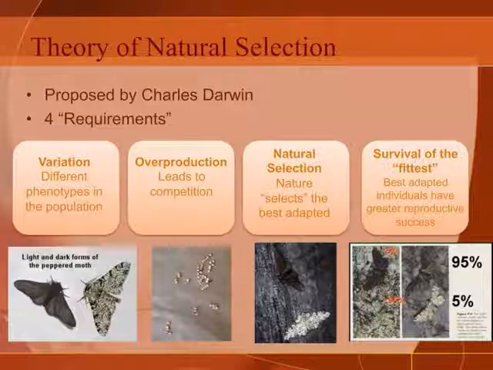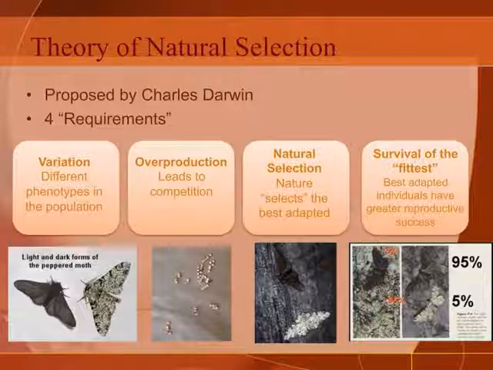The first requirement is variation in a population. This means there are different phenotypes or physical traits within a population of organisms. So looking at the picture, you will see that in a population of peppered moths, which is a specific type of moth, there are some that are completely dark, there are some that are completely light, and there are some that are a mixture of light and dark.